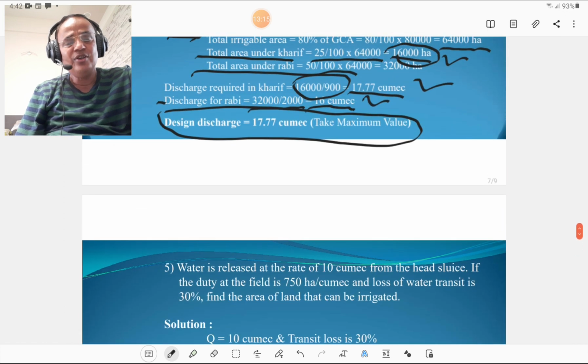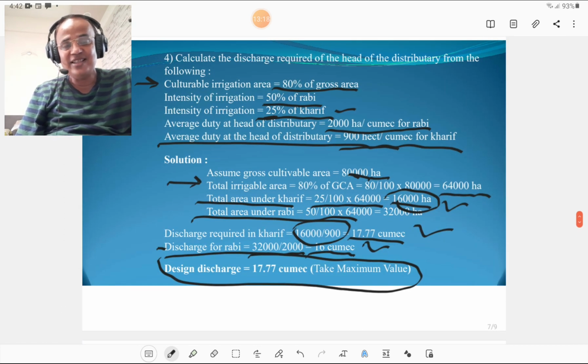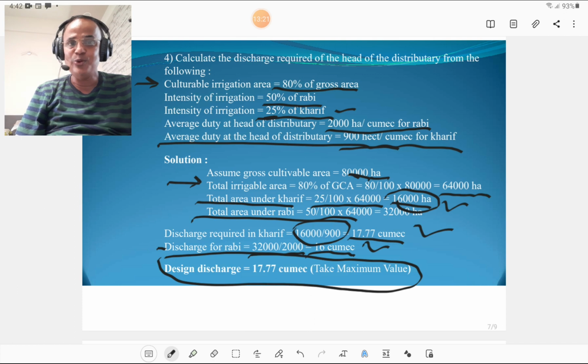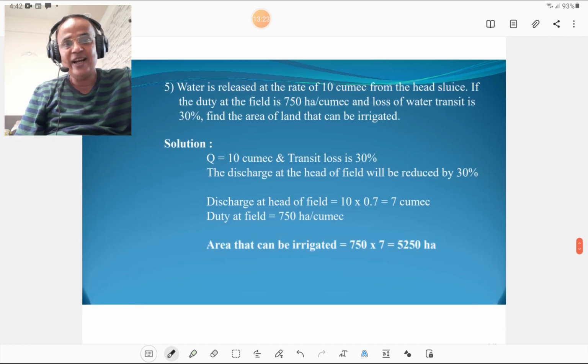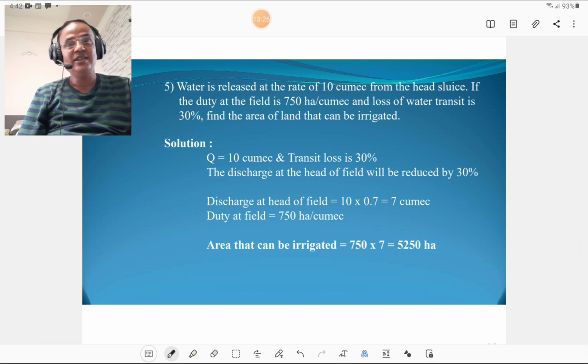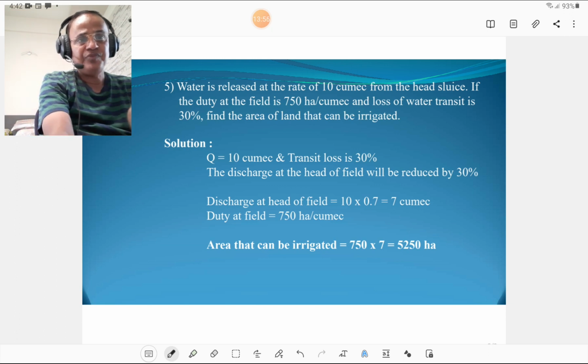So you must remember this relationship between discharge, area, duty and delta. And also you must know the gross culturable area and then intensity of irrigation, and that formula might be useful for solving the analytical problems. So let us start the last problem on this water requirement of the crop, and that is: water is released at a rate of 10 cumex from the head of sluice, if the duty at the field is 750 hectare per cumex and the loss of water in transit is 30%. Find the area that can be irrigated.